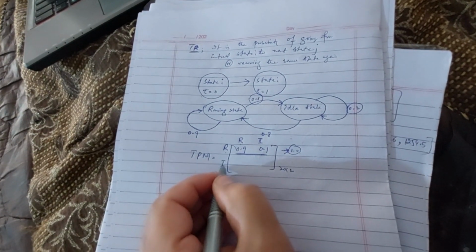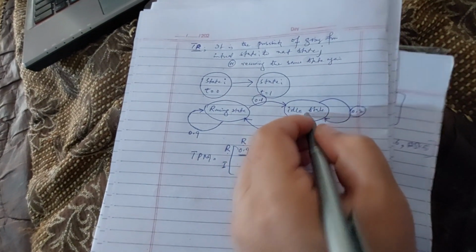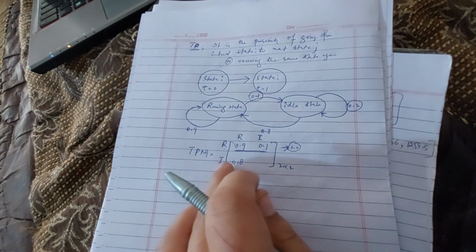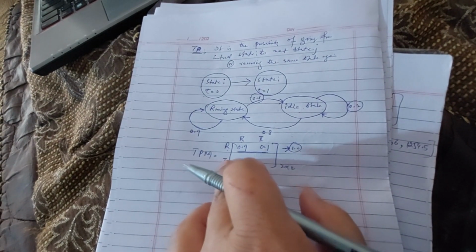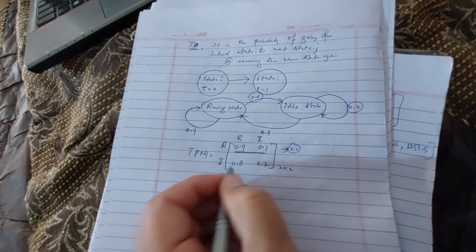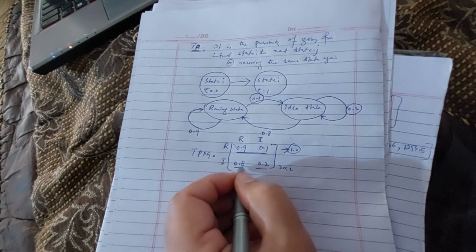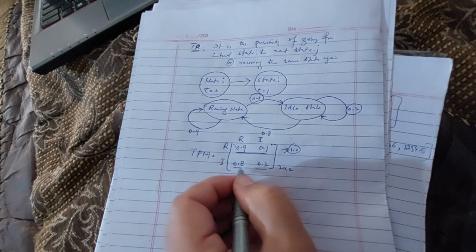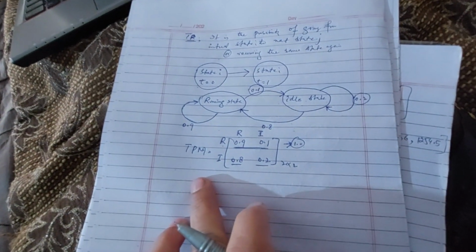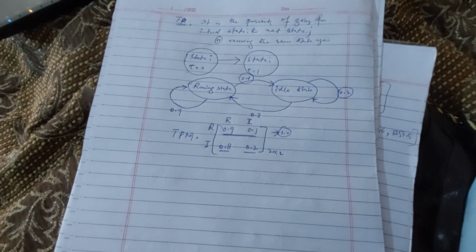The probability that the initial state is idle and the next state is running is 0.8, and idle to idle is 0.2. How? Because the total sum of the row should be equal to 1.0, and 1 minus 0.8 is 0.2. So this is the transition probability matrix for these two state conditions of a machine.